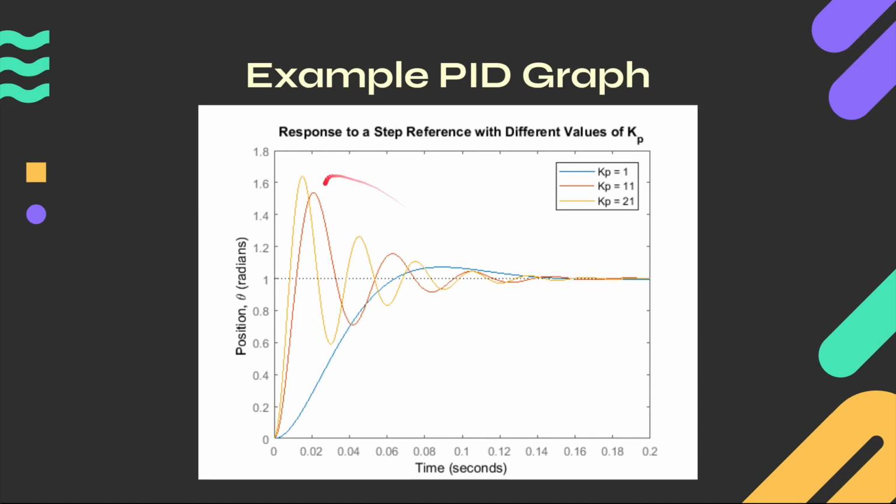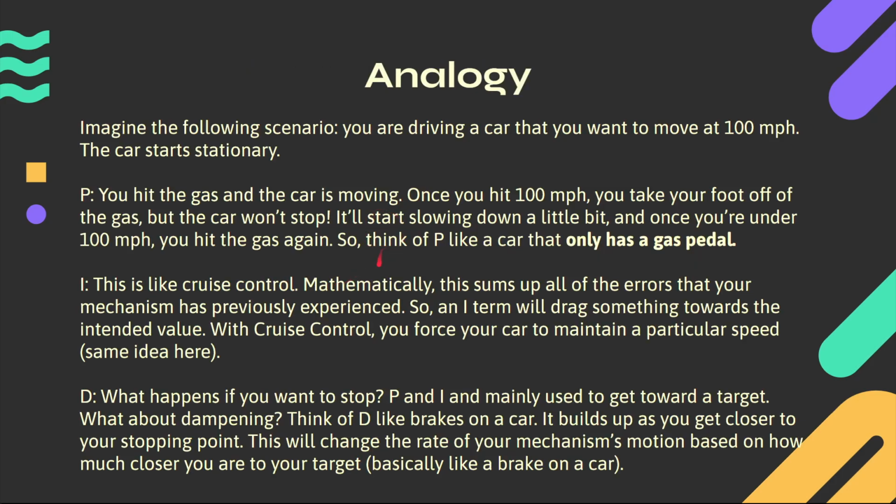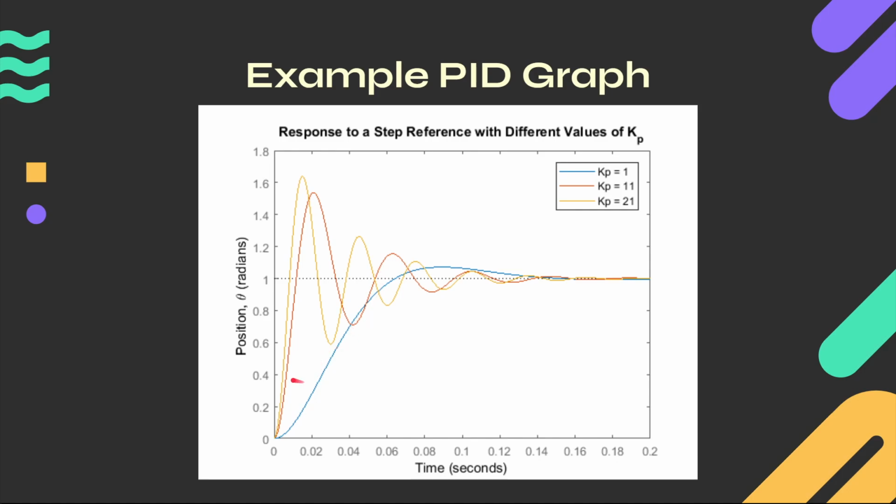So if you want, I'd highly recommend to stare at this graph and try to relate this back to the analogy on the previous slide, and I think it'd be very useful. Now you could imagine, right, if we had this sort of blue graph with a PID value of 1, a Kp value of 1.